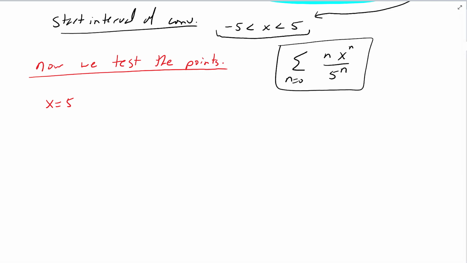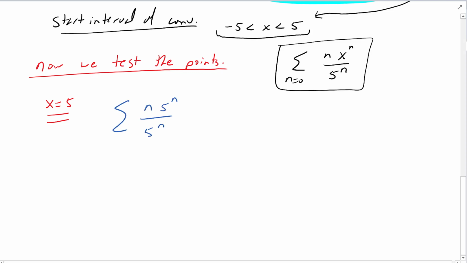But when we say test the endpoints, we're saying plug that number in for x and solve. And so when I do that, I get the series n 5 to the n over 5 to the n, which is the summation of n. Now we use our testing techniques from before. So here's a series. Does it converge or diverge? And we look and say, well, this is going to diverge by the test for divergence.